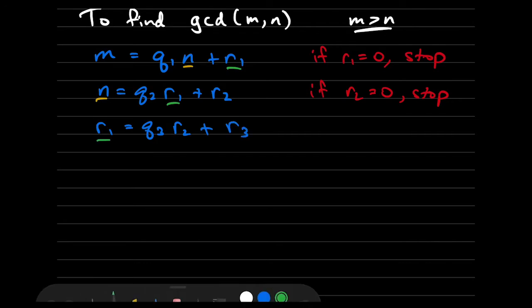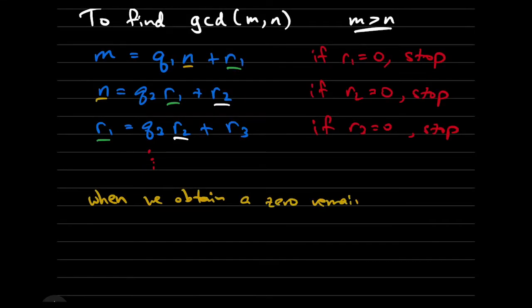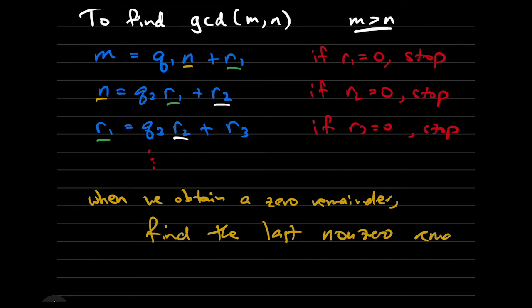We compute the integer division of R1 over R2 and get a remainder R3. We keep going on and on until we get a remainder of 0. Once we do that, we go back to the last non-zero remainder, and it turns out that that's the greatest common divisor. Now notice all of these q's, the quotients, they don't play a role in this calculation at this stage, although it'll be important to save those for later.